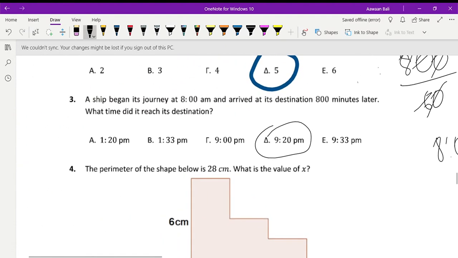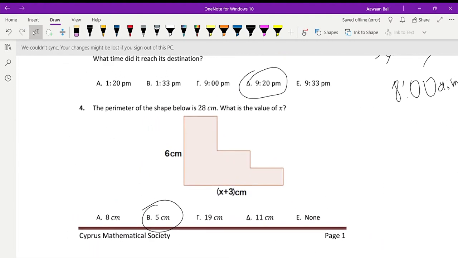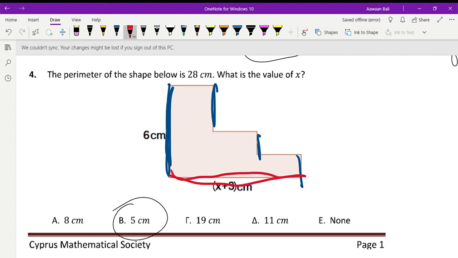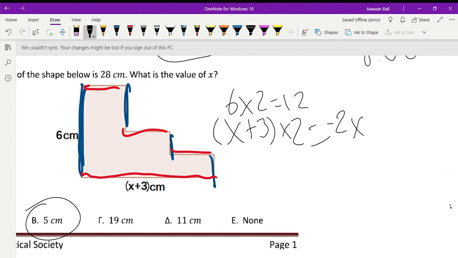And it's the delta. Now, the perimeter of the shape below is 28 centimeters. What is the value of x? Okay, so if this is 6 centimeters, you can see that this also adds up to 6 centimeters. And if this is x plus 3 centimeters, and this also adds up to x plus 3 centimeters, which means you can multiply both of them by 2. So 6 times 2 is 12, and x plus 3 times 2 is equal to 2x plus 6.